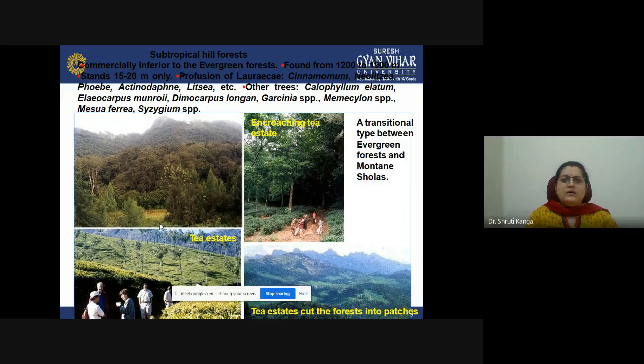Okay, then the major tree types in the forest are cinnamon, Nucleasia, Phoebe, Antiphone, Litesa, etc. Other trees are these. So it is a transition type between evergreen forest and the mountain shola forest. So all the forests you can see in a single slide in this case study which we have taken up.